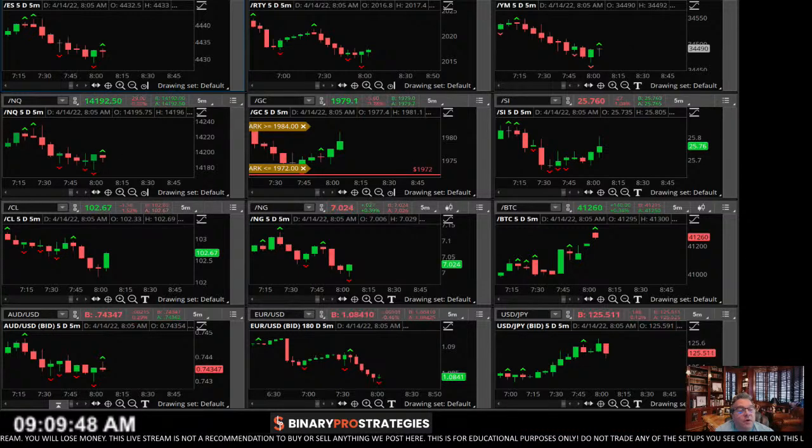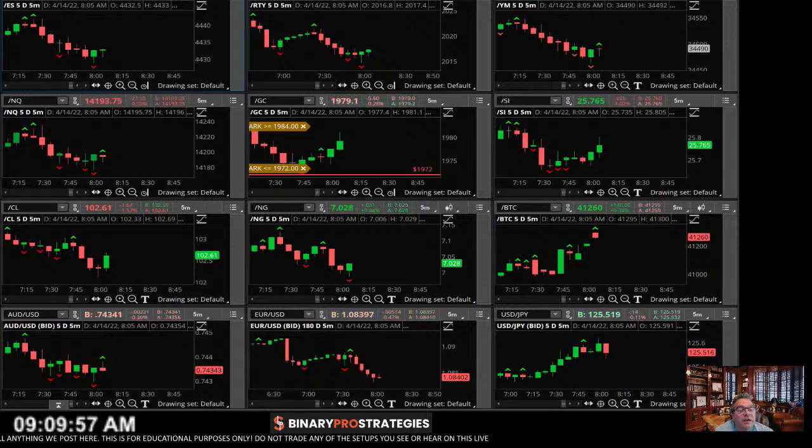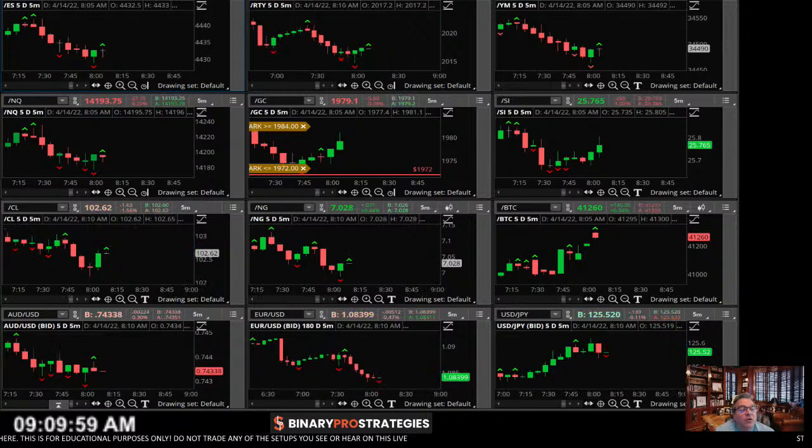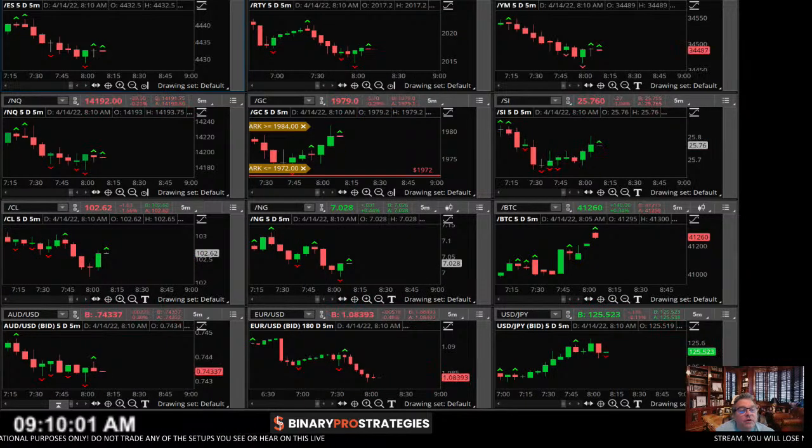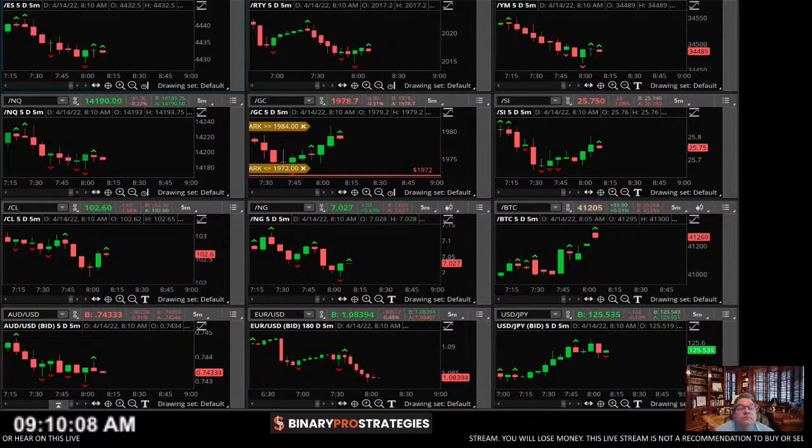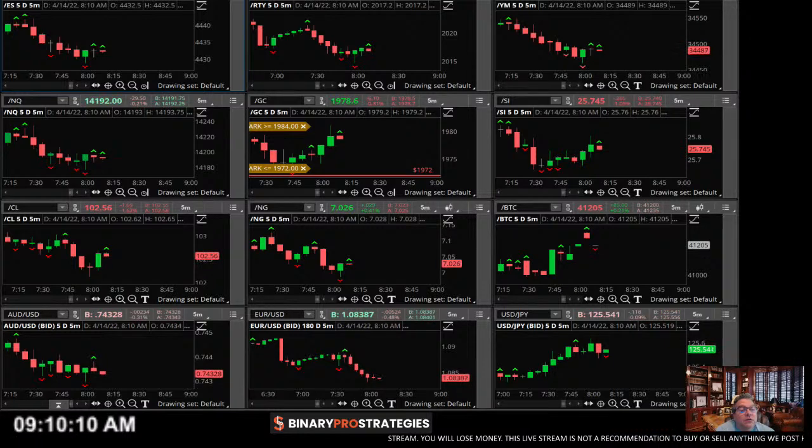Possible short coming up on the Euro US, and that's going to be a 1.0843 short. Short of 43 on the Euro US. This trade will stay in no longer than 5 minutes.